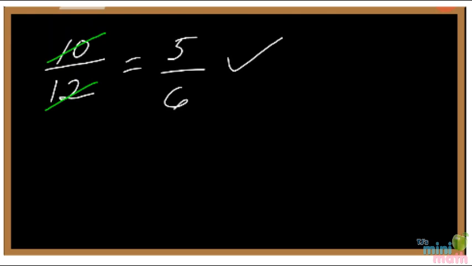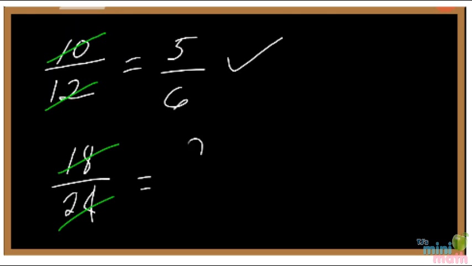Okay, so let's try 18/24. Both are even numbers, therefore they are divisible by 2. So 18 divided by 2 and 24 divided by 2. If we divide 18 by 2, you'll get 9. And if we divide 24 by 2, you will get 12.